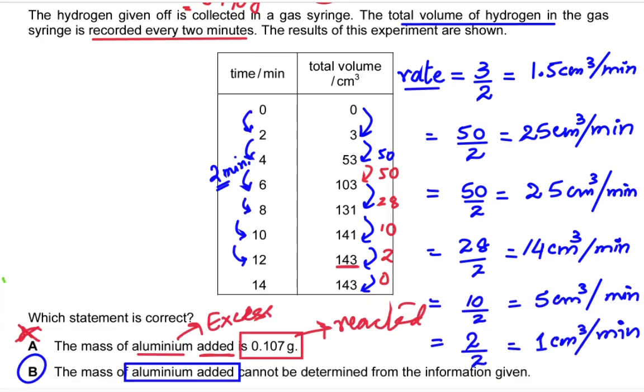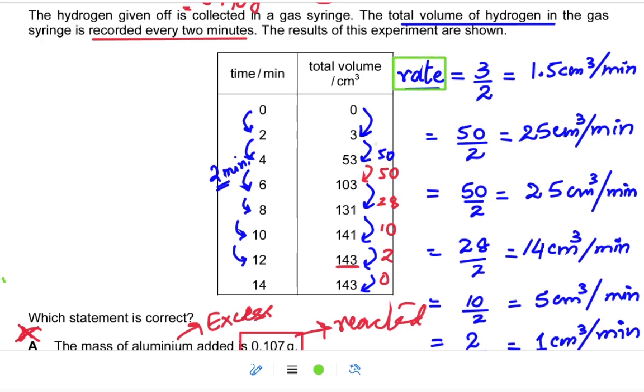The rate of reaction will be calculated by subtracting the previous total volume from the next volume. 3 minus 0 is equal to 3. Then 53 minus 3 is 50. Then 103 minus 53, 50 volume is produced. Again, if we subtract, 131 minus 103, the answer will be 28. 141 minus 131, the answer will be 10. 143 minus 141, the answer will be 2. And at the end, the answer will be 0.